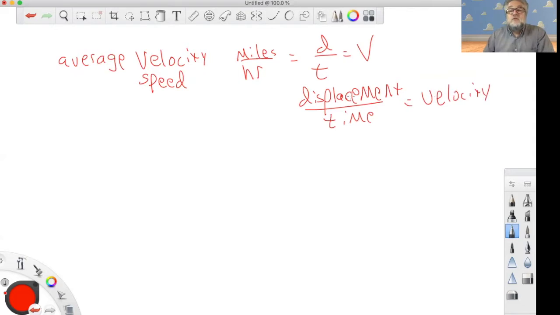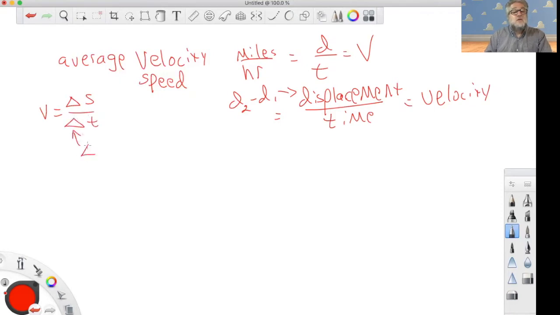Displacement is the distance from where you are compared to where you started. So it's a difference. So it's like D2 minus D1, right? Where you are after 2 seconds minus where you started from, whatever that is. Okay, that's going to be your displacement. And so we can write an equation. I'm going to write this as the velocity as change in displacement over change in time.